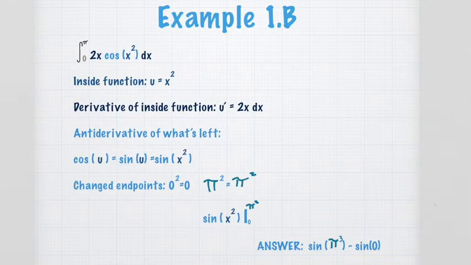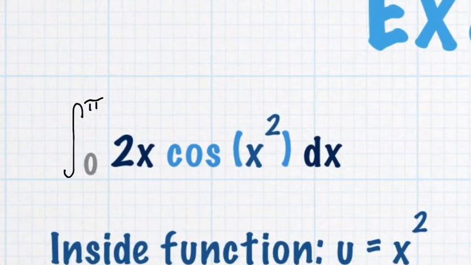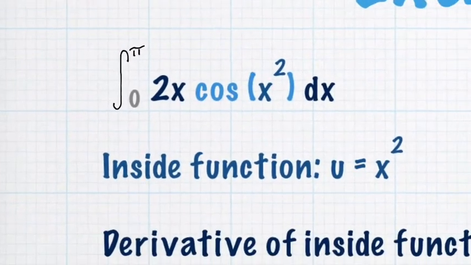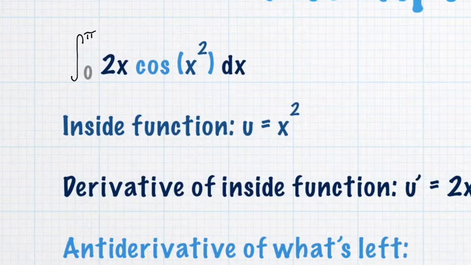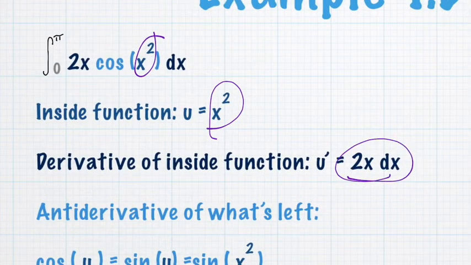So let's run through an example, because that's the only way we do it. This is the same example we had earlier, only now we have endpoints. So we have our integral from 0 to pi of 2x times cosine of x squared, differentiated with respect to x. Our inside function again is x squared. We've got our x squared, and the derivative is 2x dx.